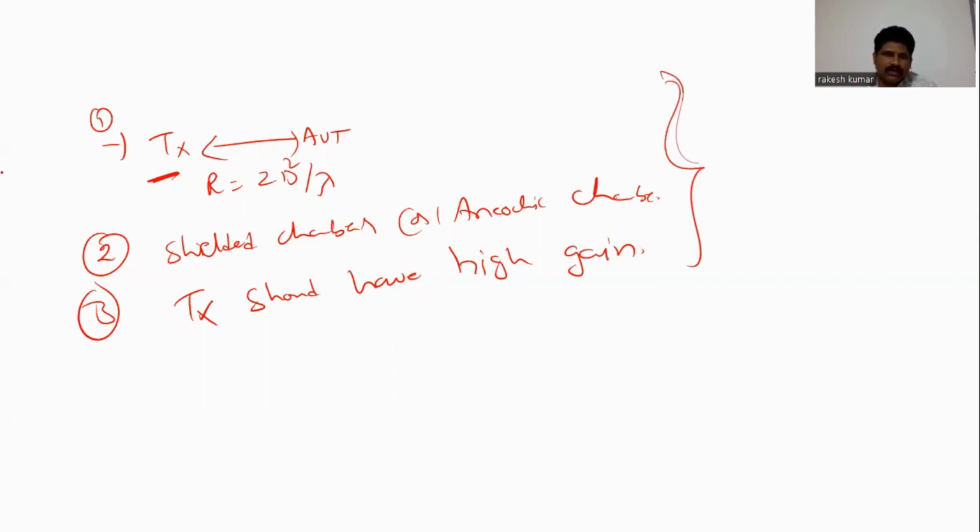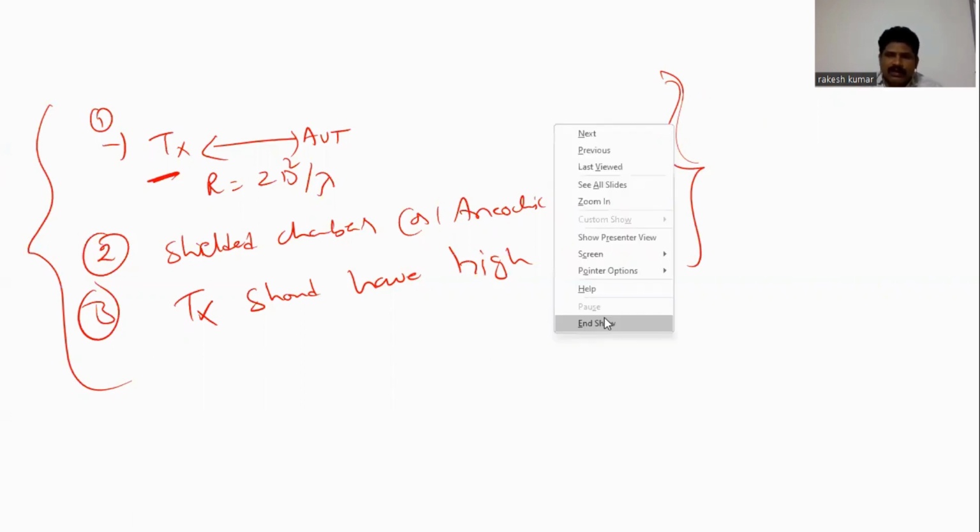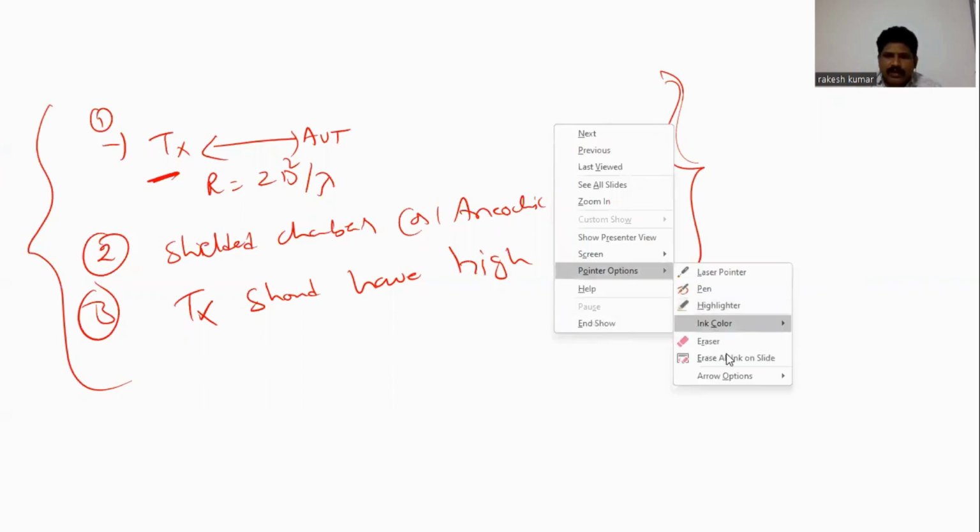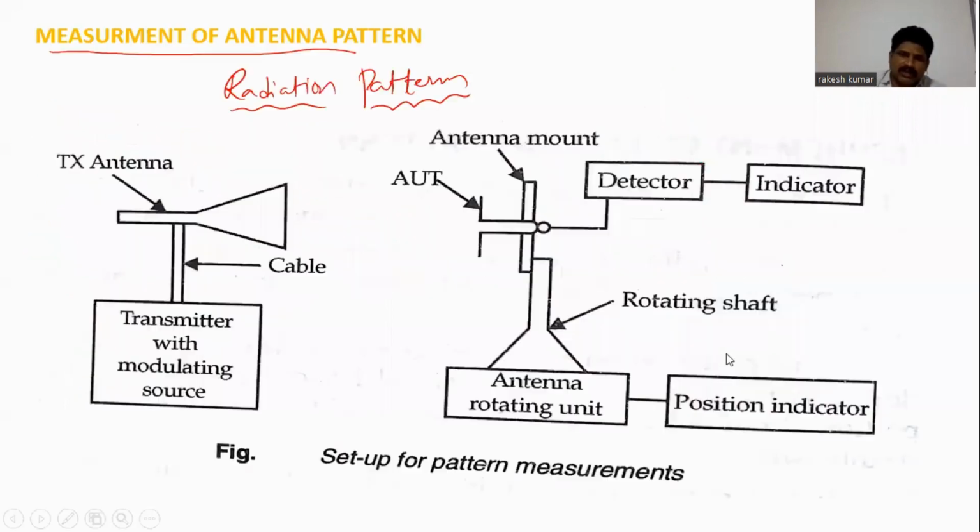Okay, so these are the three things you want to keep in mind while taking any setup. Now let us discuss the first one. How to measure the radiation pattern of any antenna? Okay, so the setup is like this. A very, very important one: the measurement setup.